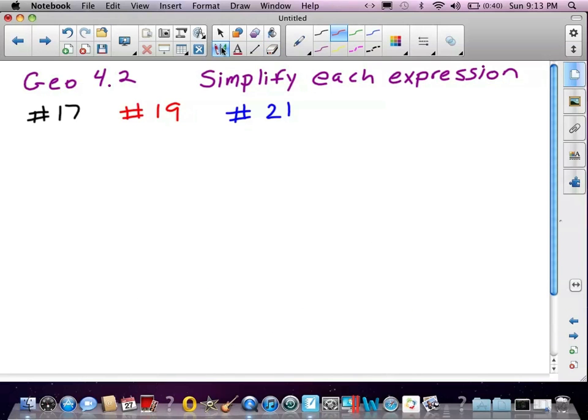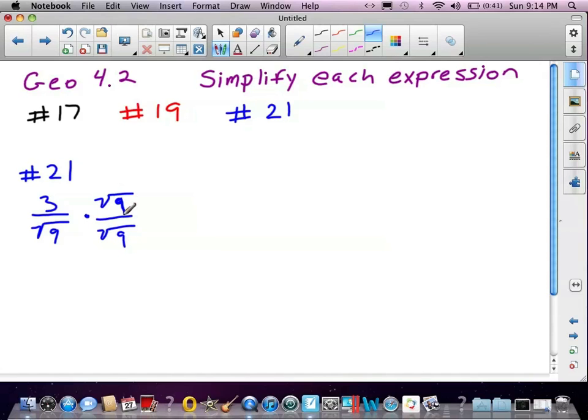Okay, so let's take a look now at problem number 21. Number 21 is going to be similar to the other ones with a slight variation. It starts out just the same. I have 3 over the square root of 9. And so I can't have a radical expression in the denominator. So I'm going to multiply by the form of 1, the square root of 9 over the square root of 9, because remember that is a 1.